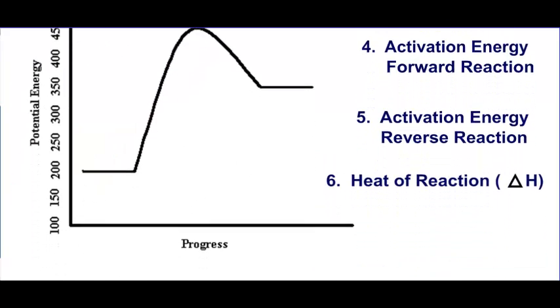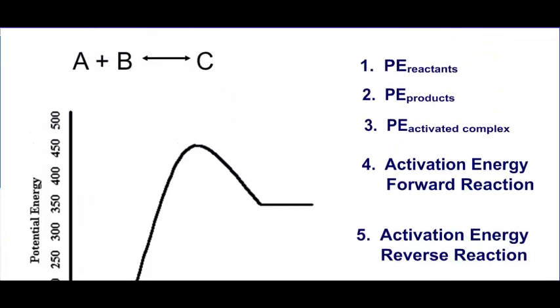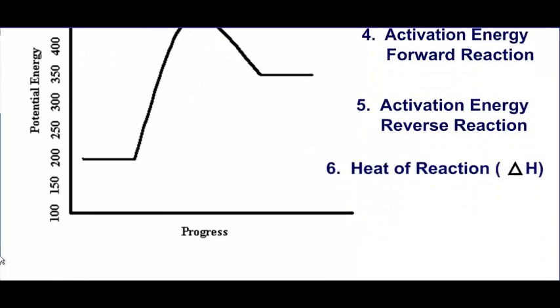Okay, there are 6 things you're going to need to label on this curve. I have the 6 things described in your notes on your paper, but I'll walk you through them. There are 3 potential energies. If you notice my little thing over here, there's 3 potential energies you have to label. There's 2 activation energies, and then there's this thing called delta H. Okay? So, if you remember, this is before the reaction begins. This is during the reaction. And this is after the reaction's over.